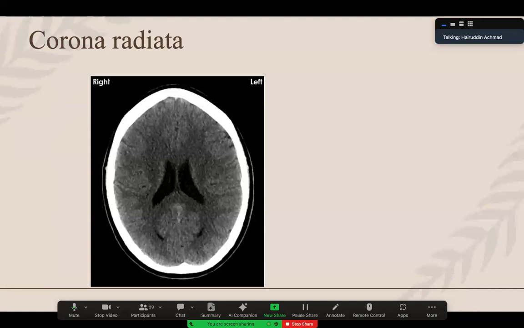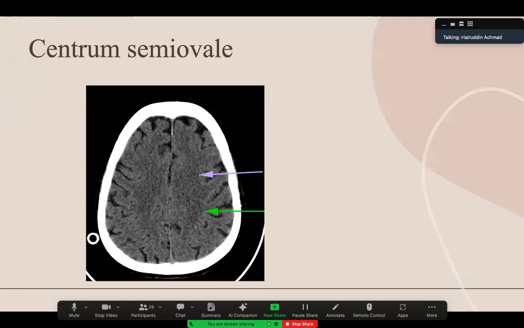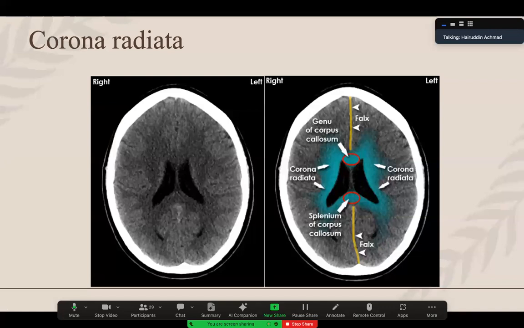Okay, and then next is the corona radiata. I'm sure that while reading radiology reports, you have encountered this terminology of corona radiata. Corona radiata is white matter at the level of the ventricle. When you see white matter at the level of the ventricle, above the basal ganglia level, that's the corona radiata. And when you scroll further up, you start seeing more white matter, which we call the centrum semiovale. Normally, when there is a lacunar infarct, let's say the report describes a lacunar infarct in the right corona radiata, this is the structure that we are referring to.